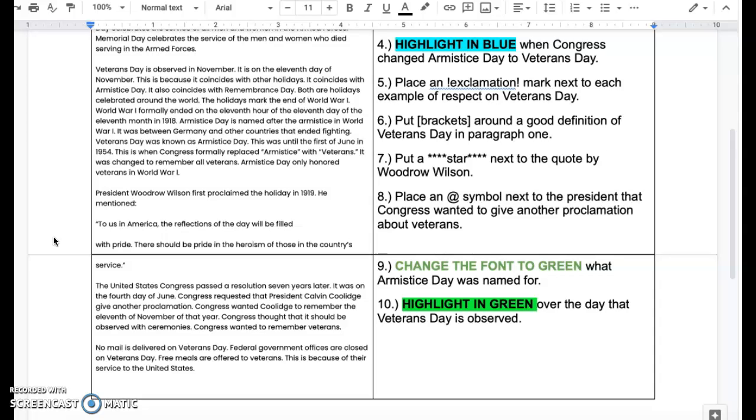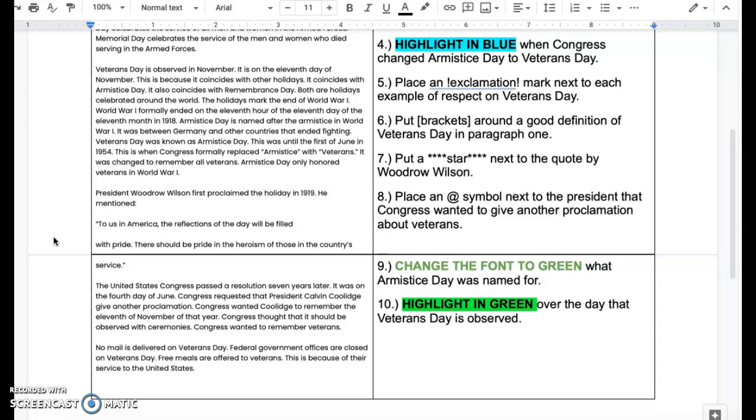President Woodrow Wilson first proclaimed the holiday in 1919. He mentioned, "To us in America, the reflections of the day will be filled with pride. There should be pride in the heroism of those in the country's service."